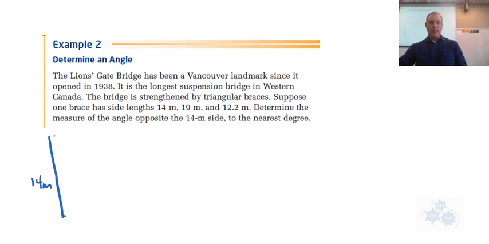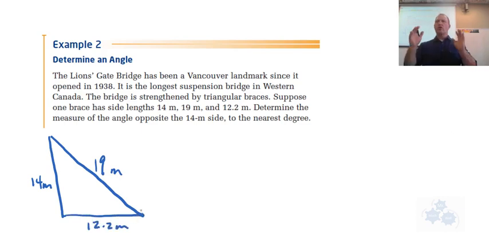Okay, so here's going to be 19 over here, 19 meters. And then 12.2 meters. However you draw that triangle doesn't really matter. Determine the measure of the angle opposite the 14-meter side. So that's going to be this one right here.